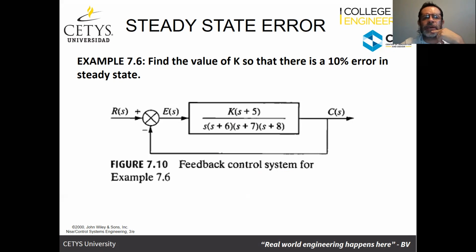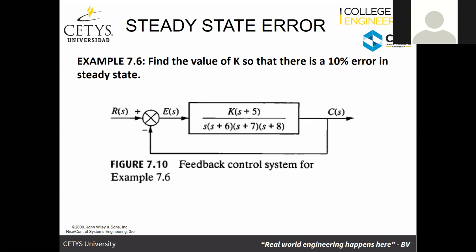First off, I'm going to ask you guys, it's talking about a 10% error. Is the problem giving me the type of input that I'm giving the system? Yes or no? What type of input am I giving it? A ramp. All right. Well, maybe because you went forward in the slides, but the problem in itself isn't telling me what type of input I'm giving it.